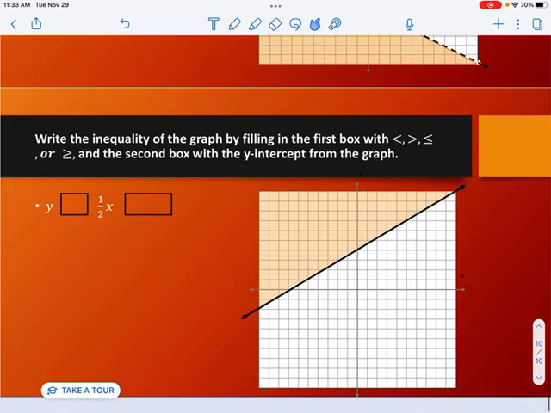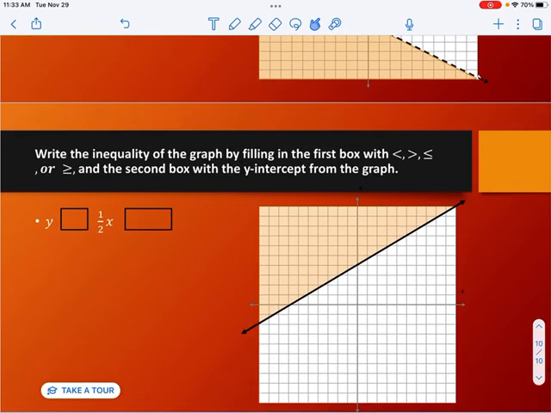Okay, let's try the second one here. So on this one, I look for my y-intercept first. 1, 2, 3, 4. This time it's at a +4. Then I look. This time I know it's going to be greater than or equal to or less than or equal to because the line is solid. It is above it, so it would be greater than or equal to 1/2 x plus 4. And that's how we do linear inequalities.